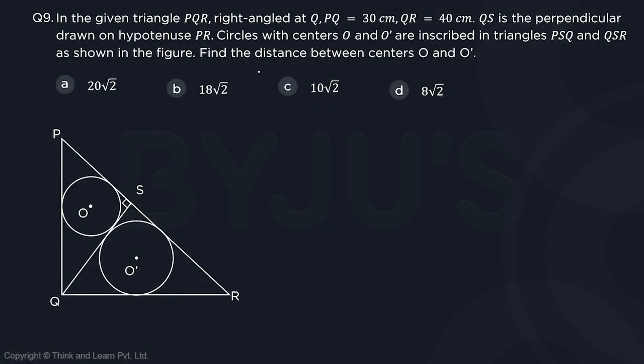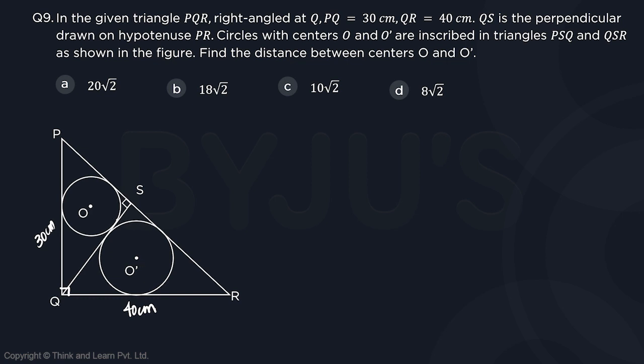Question number 9. In the given triangle PQR, right angled at Q, PQ is 30 centimeter, QR is 40 centimeter, QS is perpendicular drawn on hypotenuse PR. Circles with center O and O dash are inscribed in triangle PSQ and QSR as shown in figure. Find the distance between the centers O and O dash.